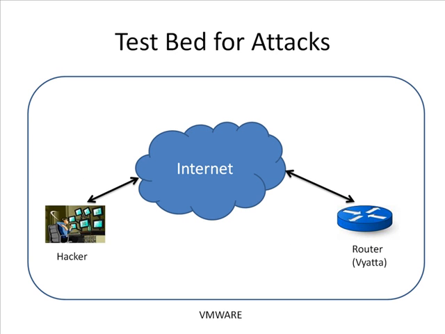So here is our test bed for the attacks. Everything is going to be run inside VMware, simply because I cannot afford a 7600, which might run into a couple of $100,000. In this VMware environment, we are going to have a software-based router using Vyatta, and then we'll have a hacker machine, which will be a Backtrack machine. Both of these would have connectivity using the IP layer.